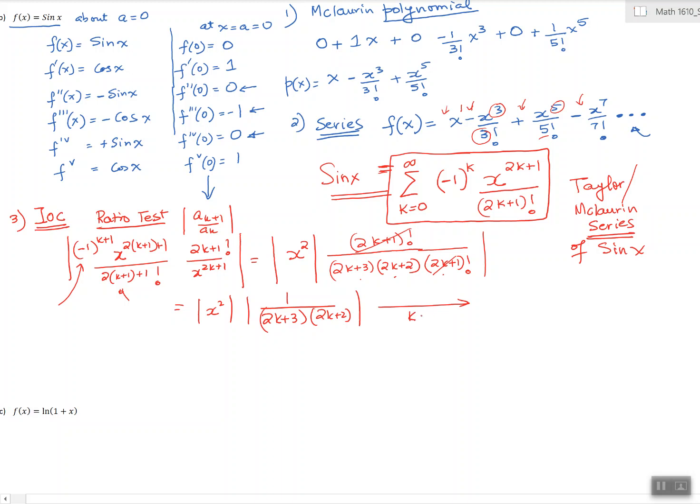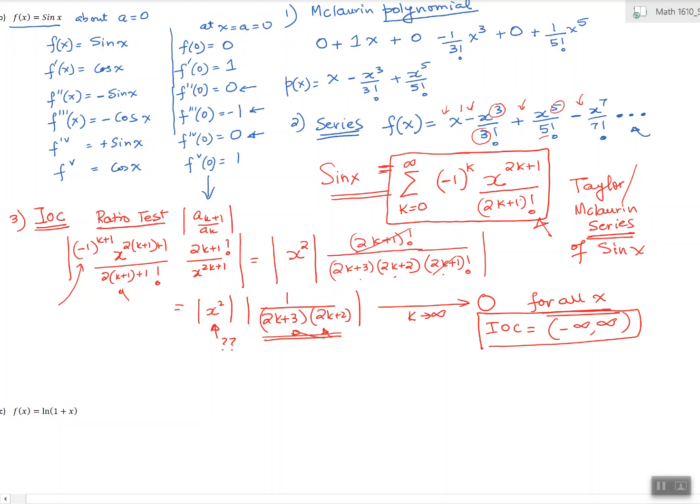Now we are ready to take k going to infinity. Now clearly, with k in the denominator, this is going to go to 0 for all x. In other words, it doesn't matter what this x is. When k goes to infinity, this is going to force it to go to 0, whatever x is. So therefore my interval of convergence is minus infinity to infinity. So that's great. That means this series works for all values of x.